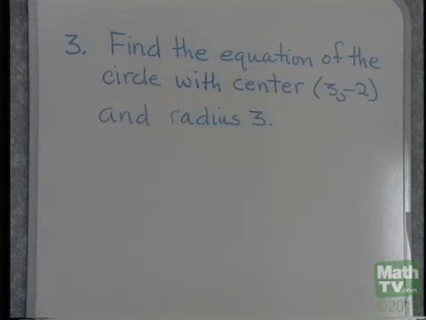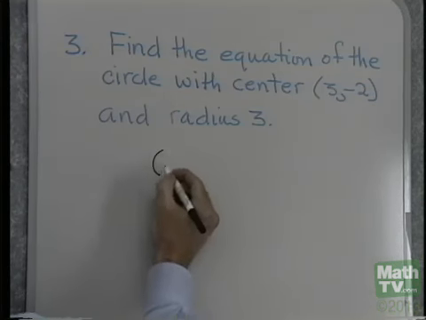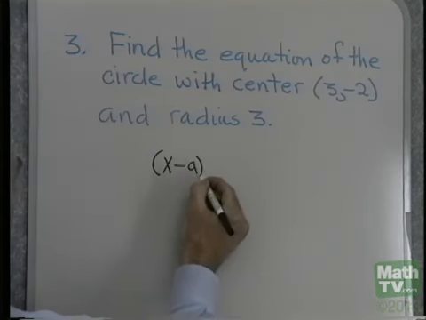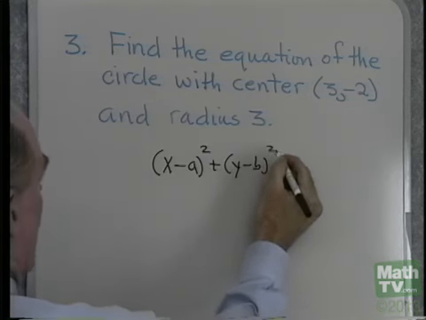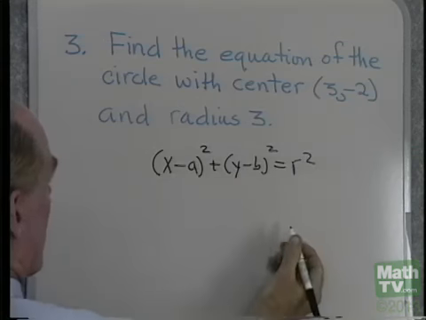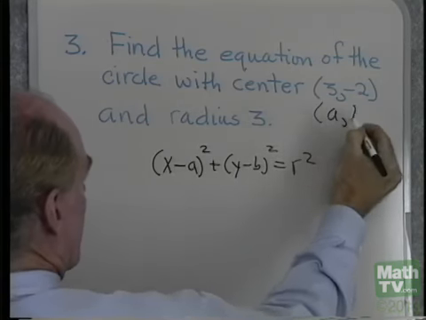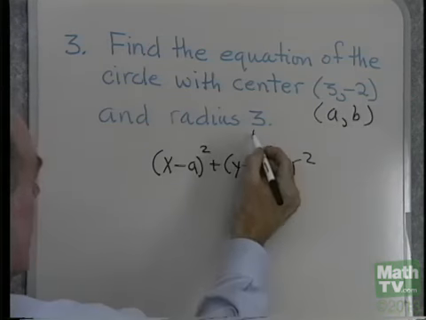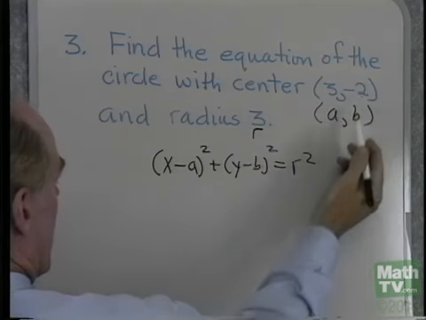I want to find the equation of the circle with a center at 3, negative 2 and a radius of 3. So my equation for a circle is this: x minus a squared plus y minus b squared is equal to r squared, where the point a, b is the center of the circle and the radius is r. So r is equal to 3, a is equal to 3, b is equal to negative 2.